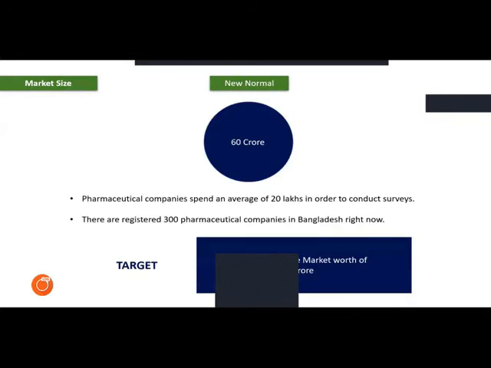There is a market for this data worth 60 crore. Obviously, the data we are going to collect is more valuable and worth more than 60 crore. We calculated the value based on the pharma companies' expenditure on service. There are almost 300 registered pharmaceutical companies in Bangladesh right now. On an average, each company spends 20 lakh taka in order to conduct this service per month.